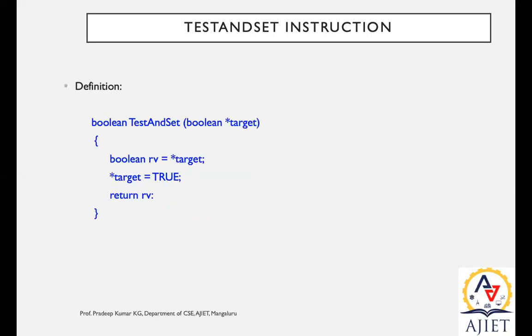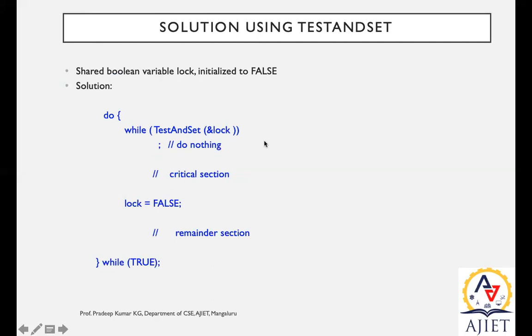The second one is the test and set instruction. This is what we discussed, test and set. We can have test and set with the Boolean target value. Whenever the target is true, we may give permission to execute with the test and set. So either test memory word and set value, or swap. Swapping will happen like this.